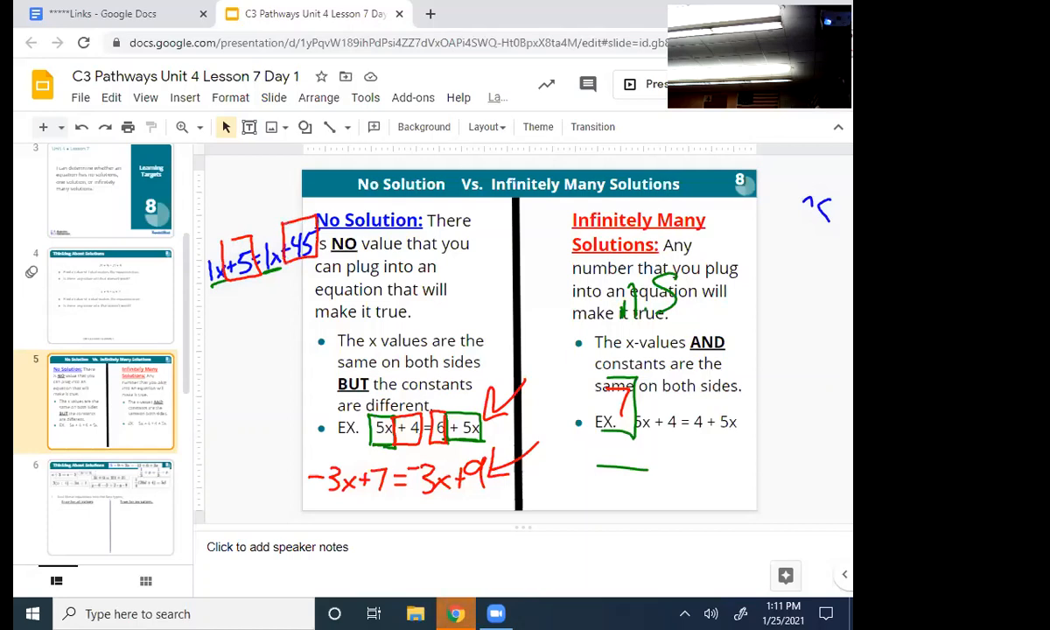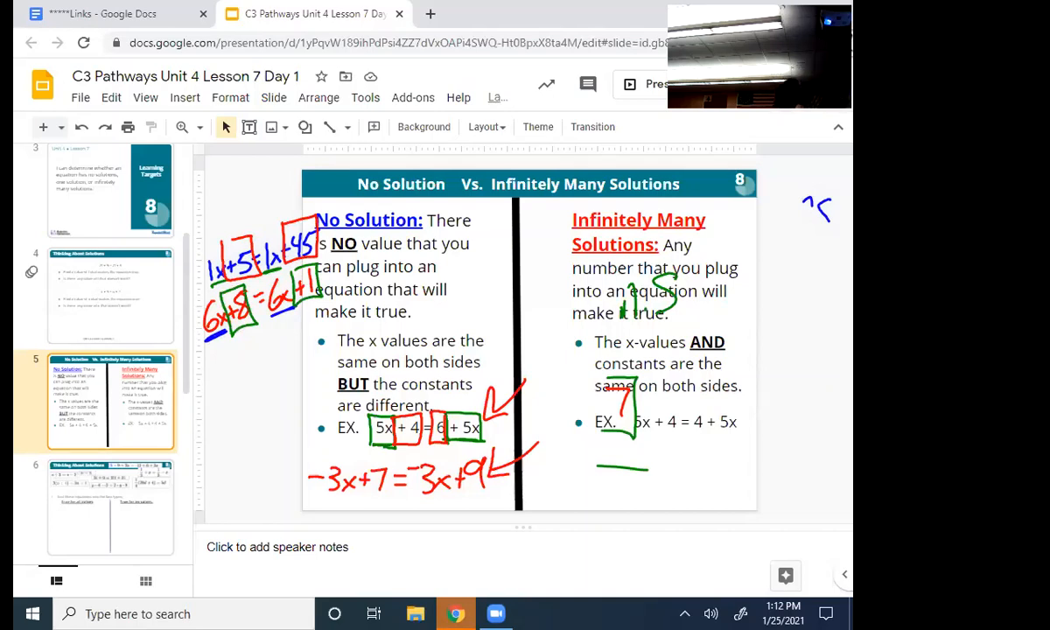Bridget said 6x plus 8 is equal to 6x plus 1. Very good. What are the same? Our variables are the same. Very good, Jaden, we have the 6 x's. But our constants are different. Very good, nice job. Awesome job there, Bridget.